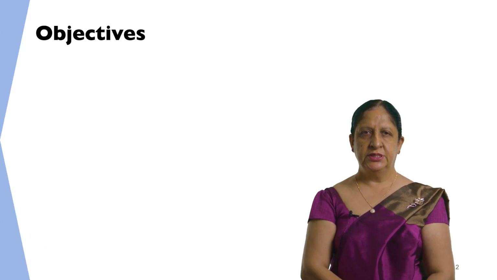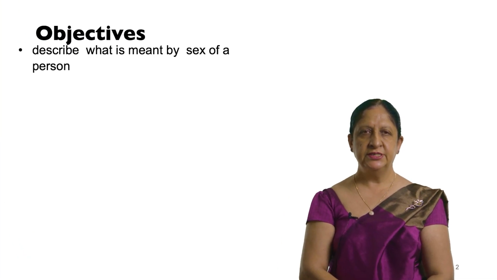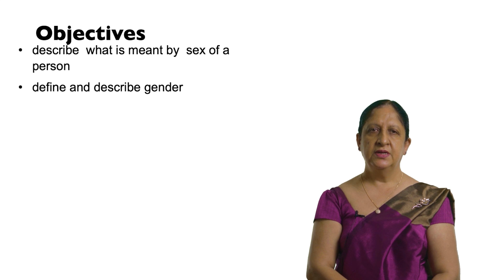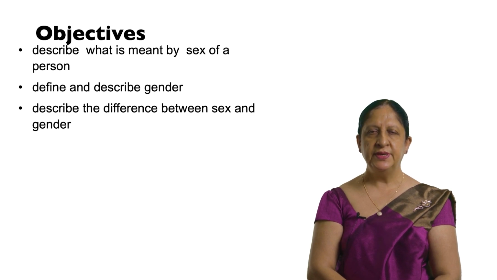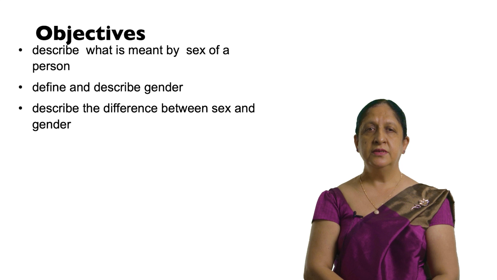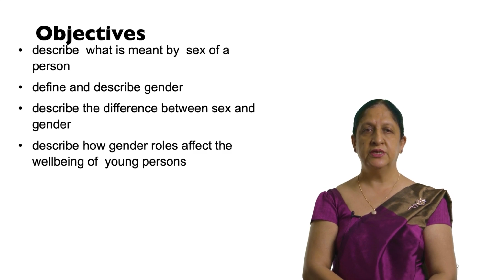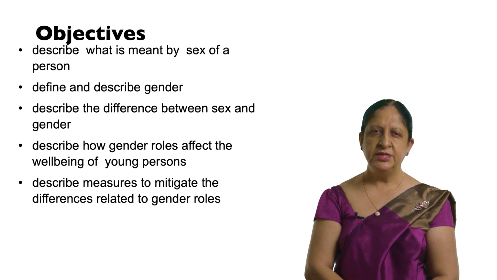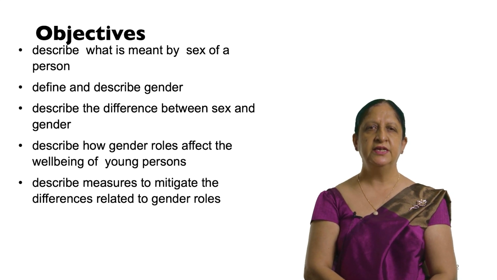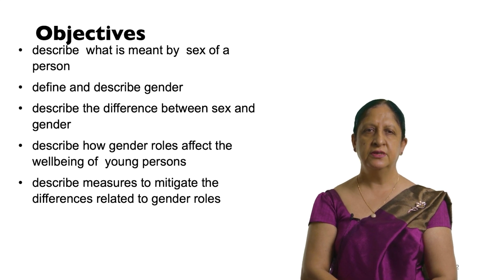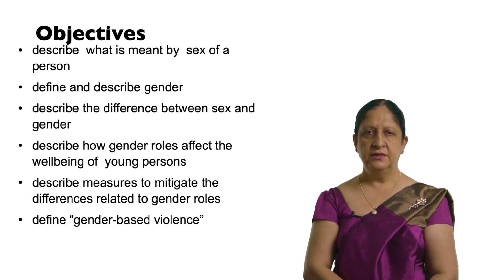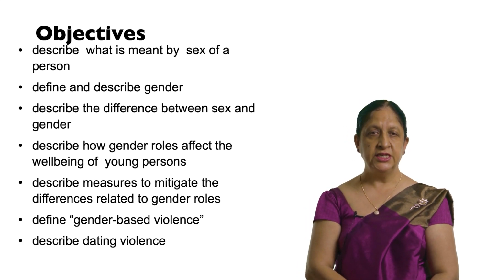So the objectives of today's presentation are to describe what is meant by sex of a person, and define and describe gender, then to describe the difference between sex and gender and how gender roles affect the well-being of young persons, and to measure to mitigate the differences related to gender roles, define what is gender-based violence, and look at dating violence.